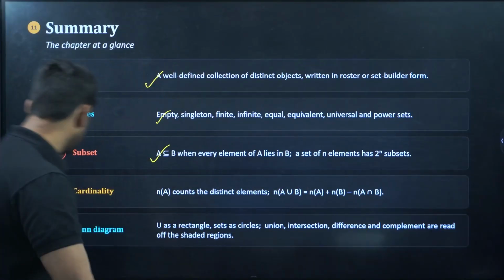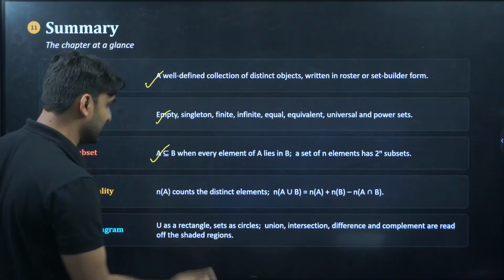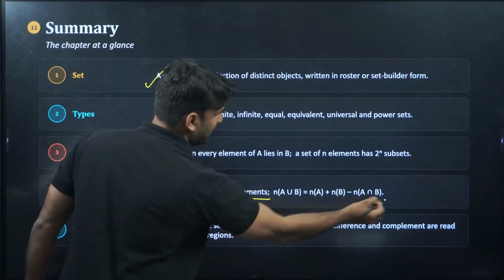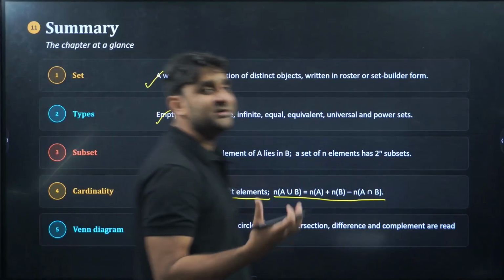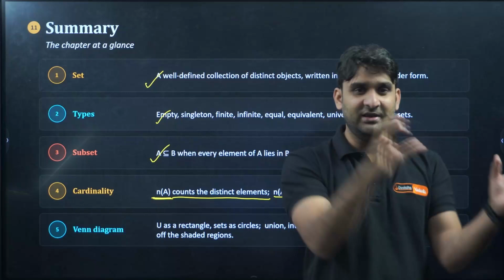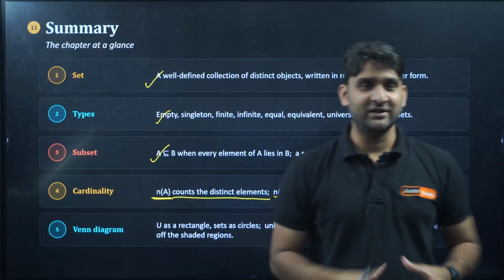So this is all about cardinality. Cardinality means the number of members, the number of elements present in a set. So n(A) represents the count of the distinct elements. This is the formula which is very important, we have discussed. And Venn diagram: how to represent sets in picture form. In picture form, there is a circle for set A, another circle for set B, another for set C. We can use 3 circles as well. So this is all about it.